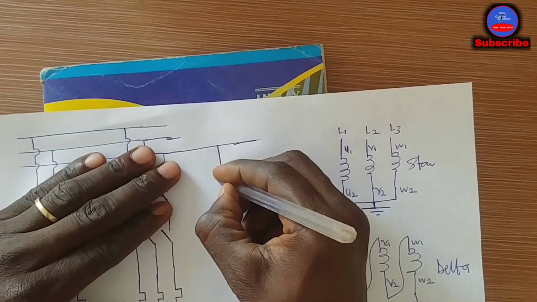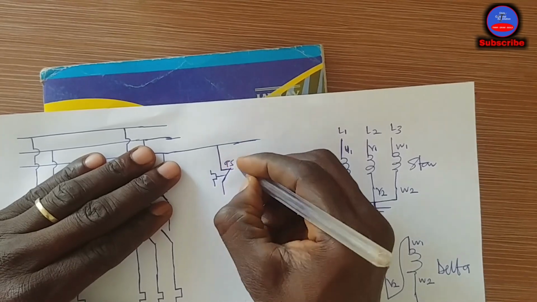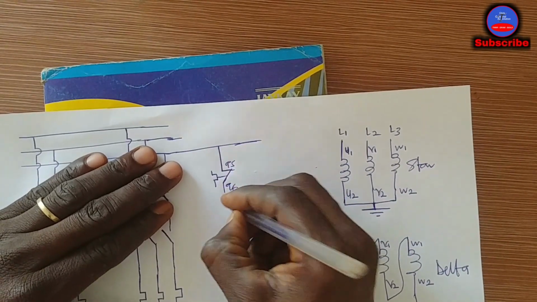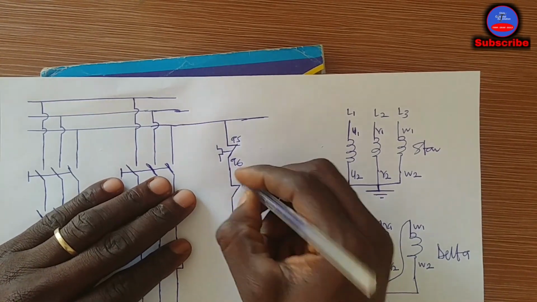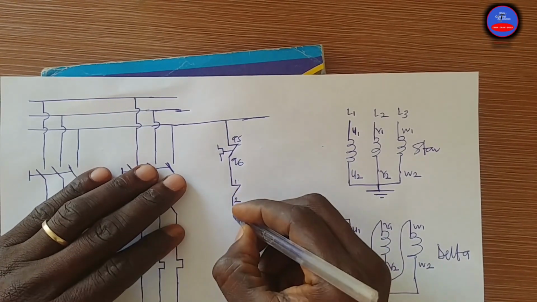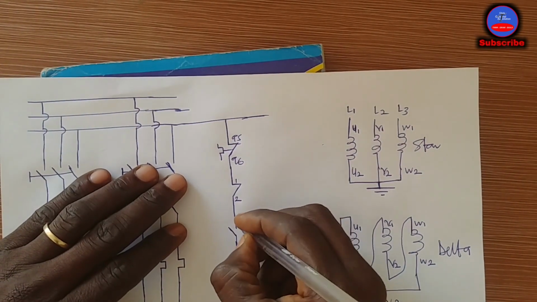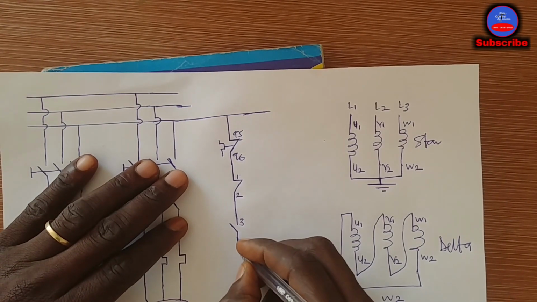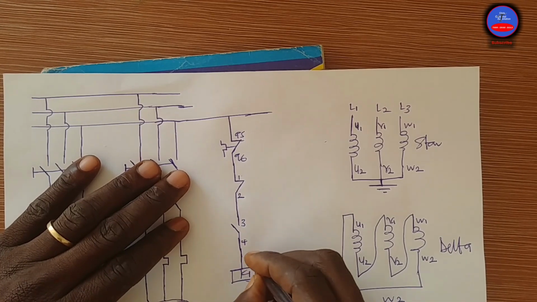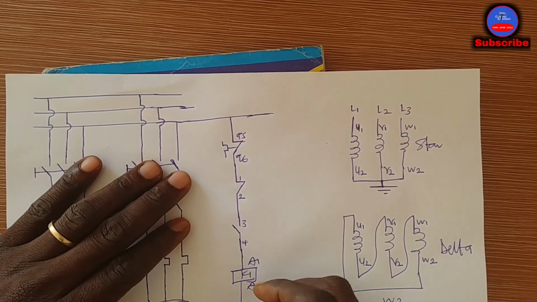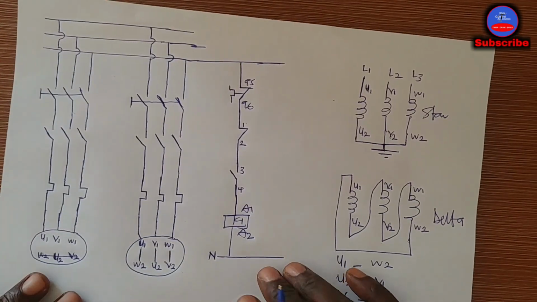The 95, 96 from the overload. 96 to the stop push button, okay. 1 and 2 from the stop to the start. 3 and 4 from the start to the contactor coil K1, okay, A1, A2, and then from here to neutral. Okay, so this is the control side.